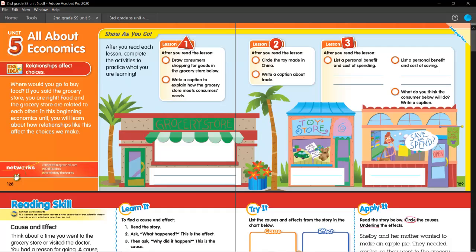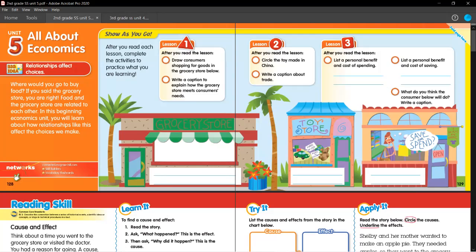This unit is going to be all about economics, and our big idea that we're going to focus on is how relationships affect choices. Where would you go to buy food? If you said the grocery store, you're right. Food and the grocery store are related to each other. In this beginning economics unit, you will learn about how relationships like this affect the choices we make.